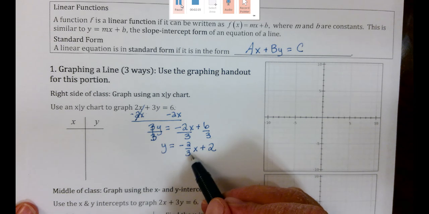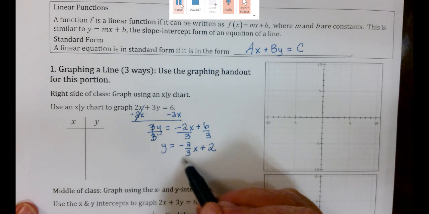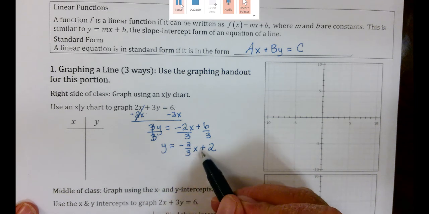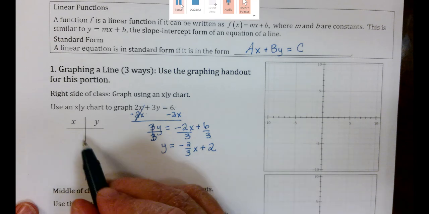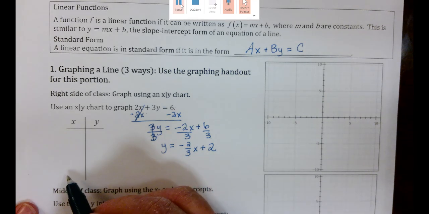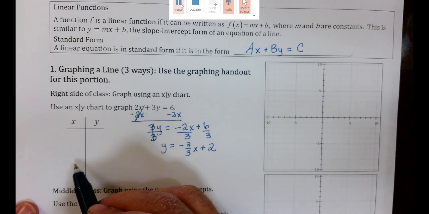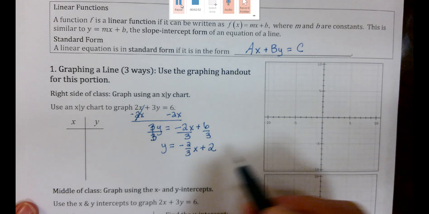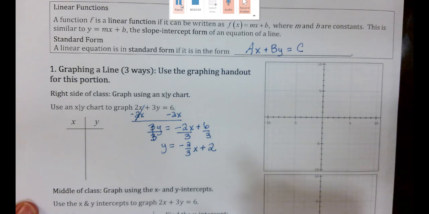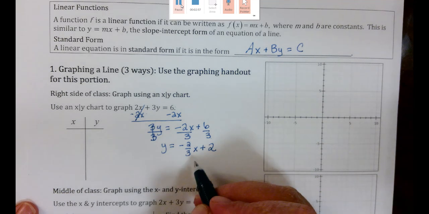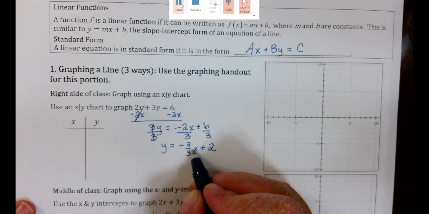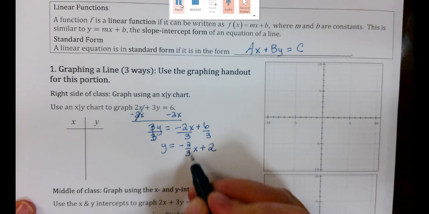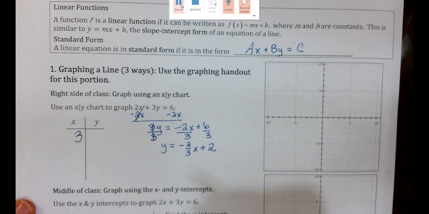Now, the key here is we have a fraction here that we're multiplying by x. So if I just start picking random numbers for x, and you can, it will work no matter what you pick for x, but I may end up with a fraction for y, and I don't really want to graph that over here. So the trick here is to pick the denominator of this fraction, 3. That's going to be one of our x values.